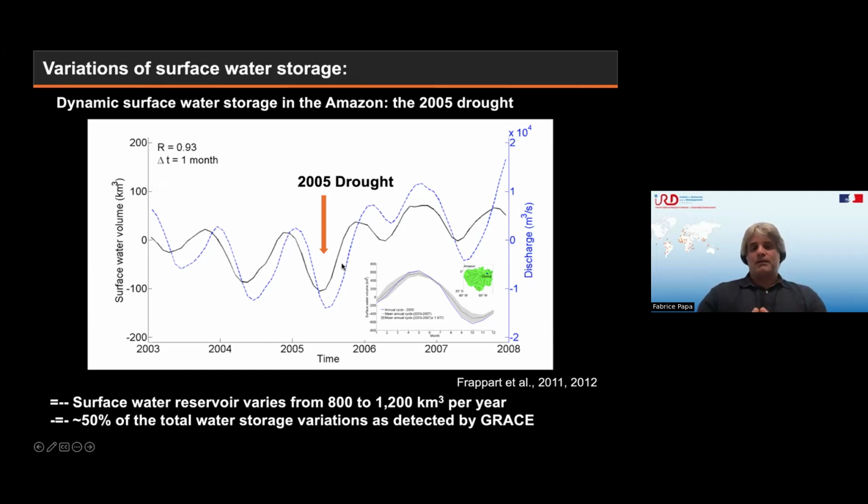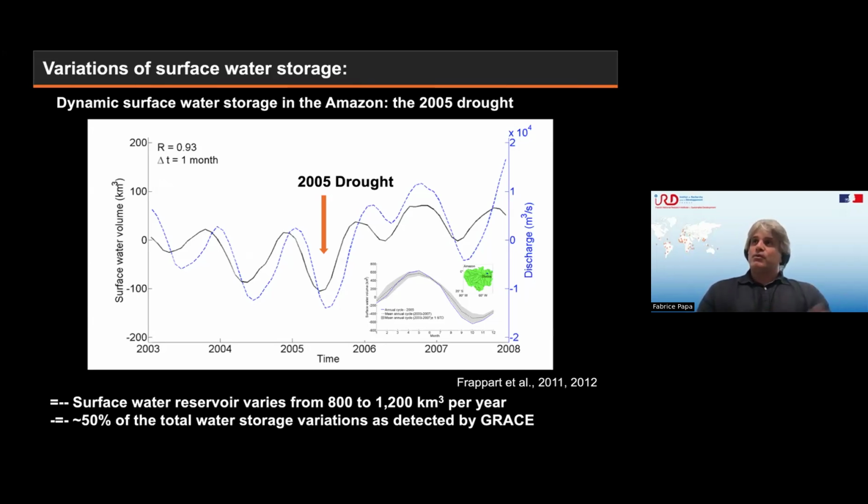And we can see that we can estimate the variation over time, from 2003 to 2008 in this case, of the surface water volume, which varies between 800 and 1,200 cubic kilometers per year. That's what we estimated using altimetry, and it was in good agreement with previous estimates in the range, let's say, that were provided by some models. And during this drought, we could estimate that the deficit in the surface water storage was 70% lower than the other minimum for the other years, which was very extreme.